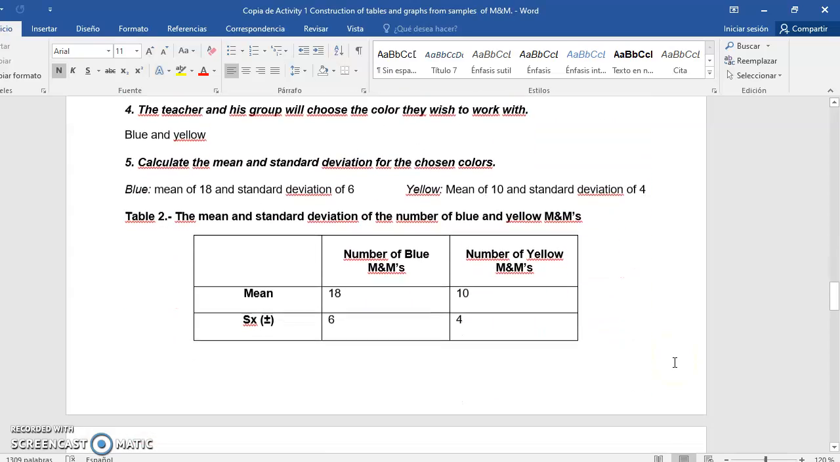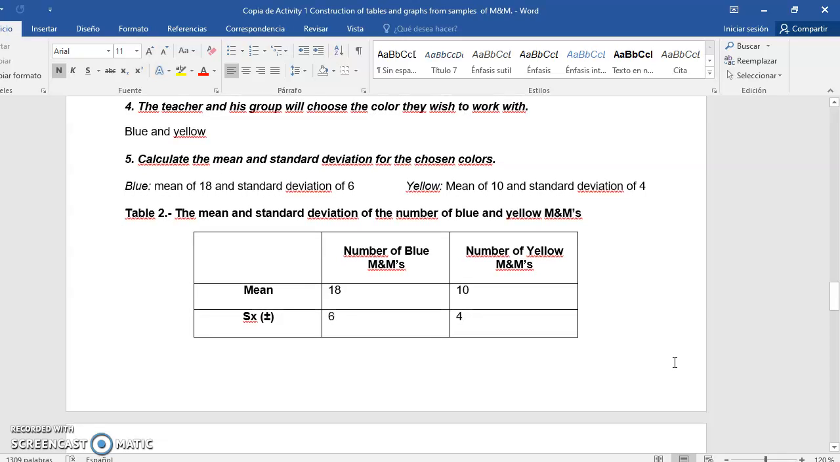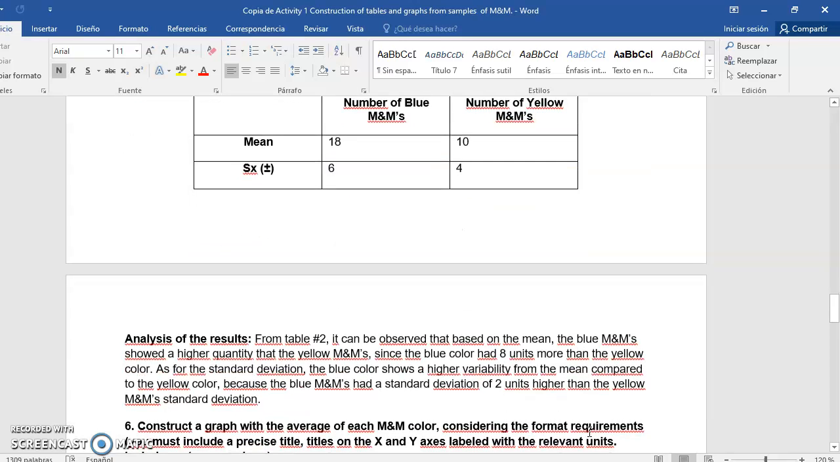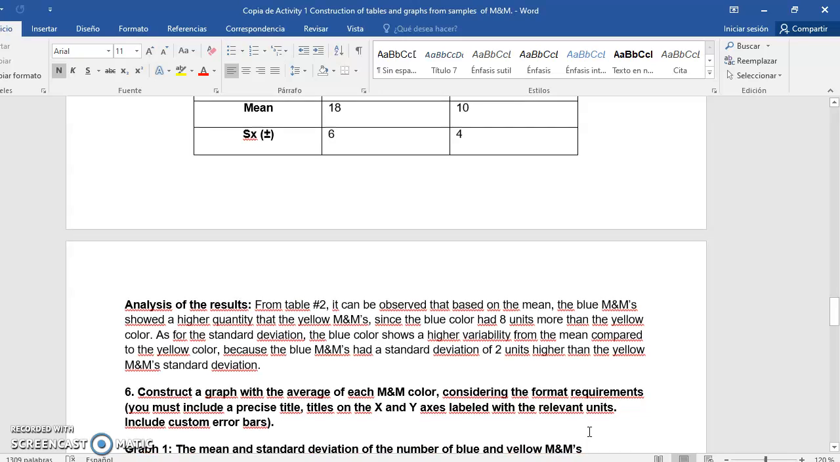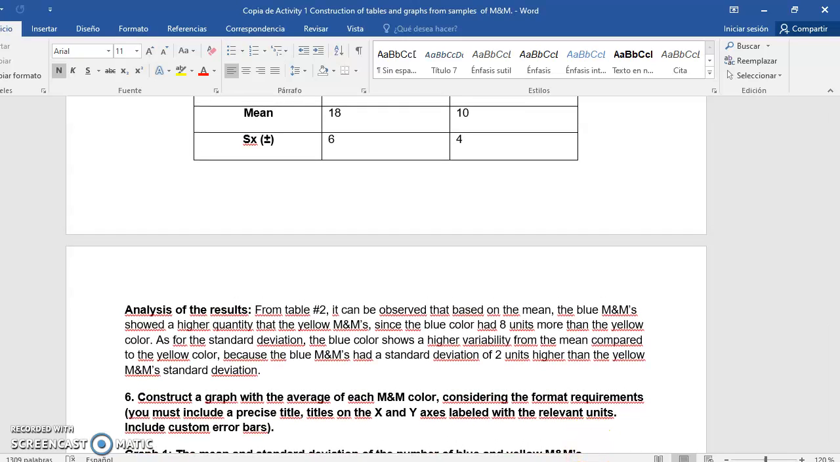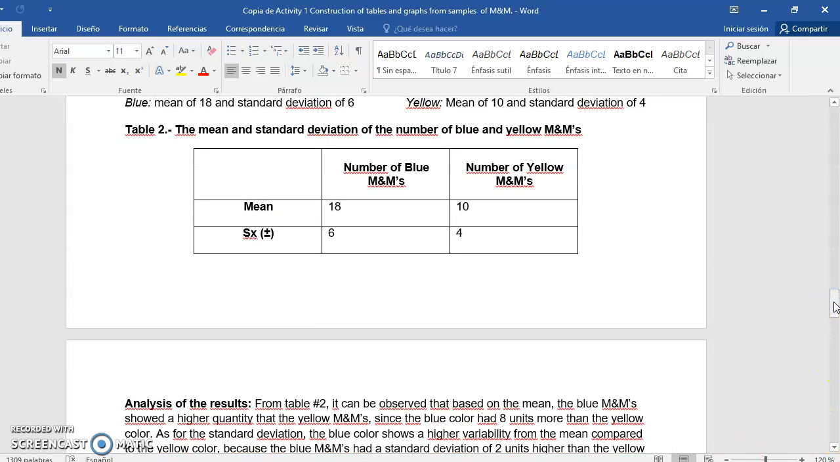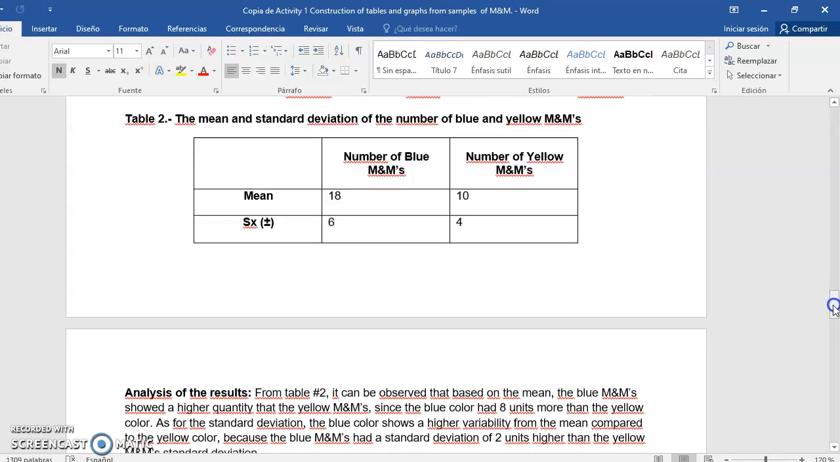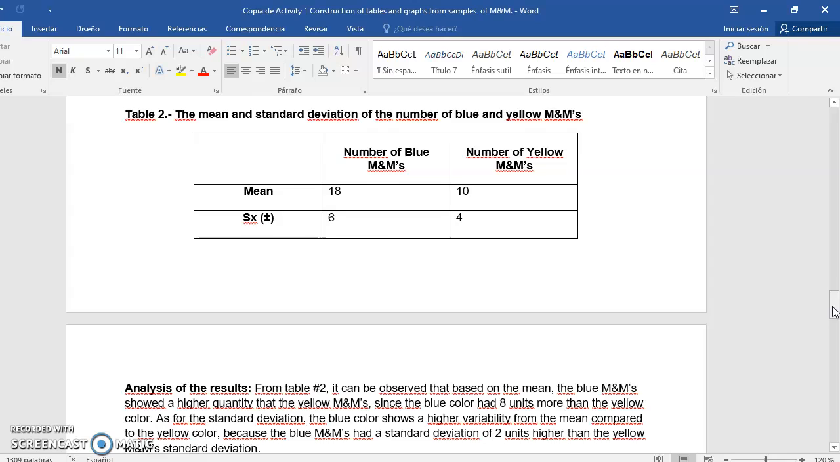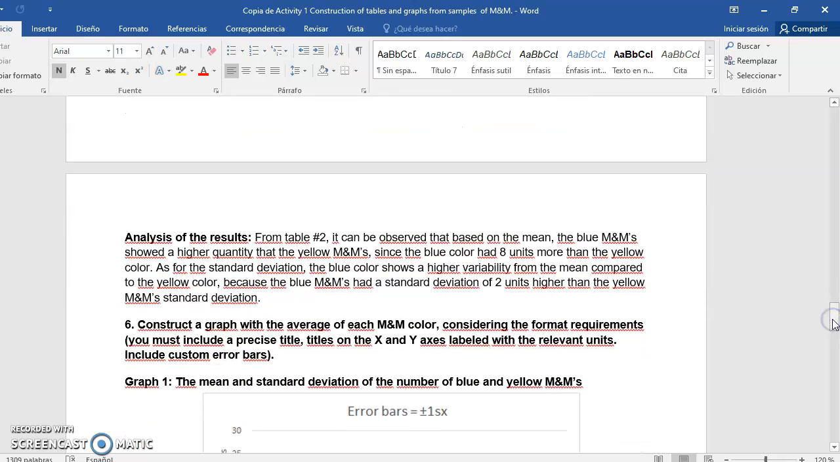Okay, we chose blue and yellow, and here we have the table for the standard deviation and the mean. Very important to write down this plus and minus sign, and table 2, and you can see these numbers. You can stop and read the analysis of the table. You're actually not going to be reading the table, but you can see that there are 8 samples of blue more than the yellow as mean values. Also that we have a higher variability of the blue M&Ms than the yellow M&Ms, okay?